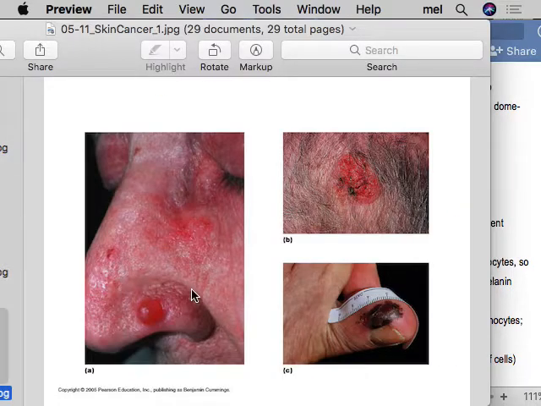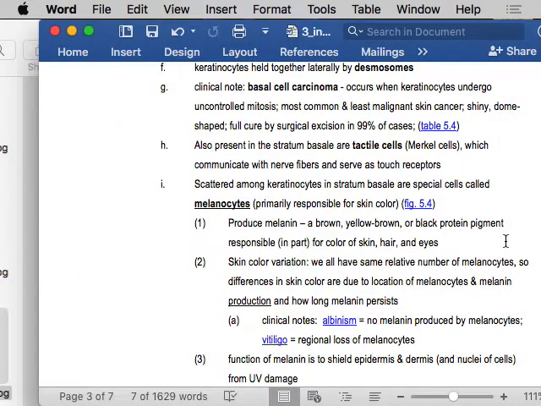And if it gets excised and it's not really in the late stages, usually have a full cure with just surgery in about 99% of cases. You don't usually even need chemotherapy or radiation with this one. Now, of course, it has killed people, yes, but it's least likely to do so of the 3 types of cancer. So that is basal cell carcinoma.